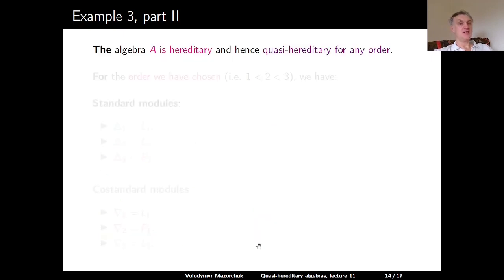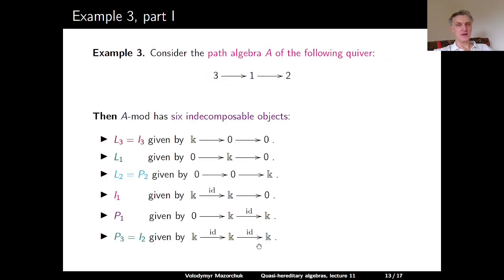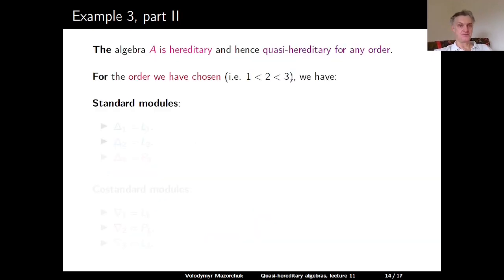Okay, the algebra A is hereditary because there are no relations, and so it is quasi-hereditary for any order. Let us compute the standard and the costandard objects for our order which we chose. So the usual order: 1 is smaller than 2, and 2 is smaller than 3. But note that 1 in our case is a middle vertex, 3 is a source, and 2 is a sink.